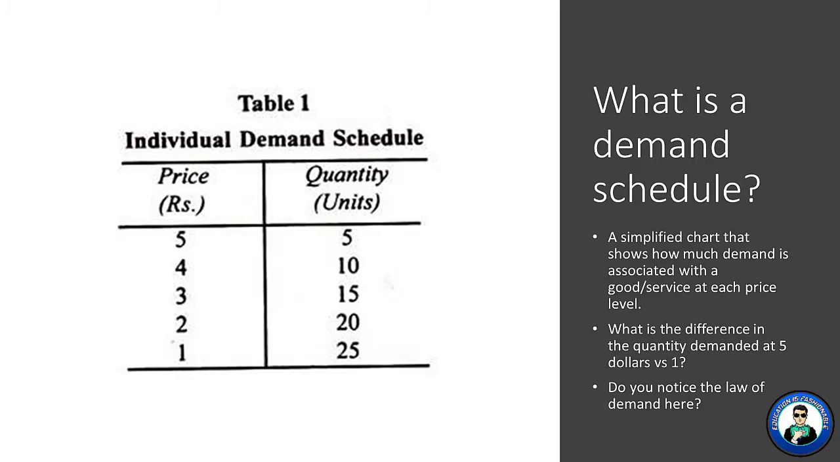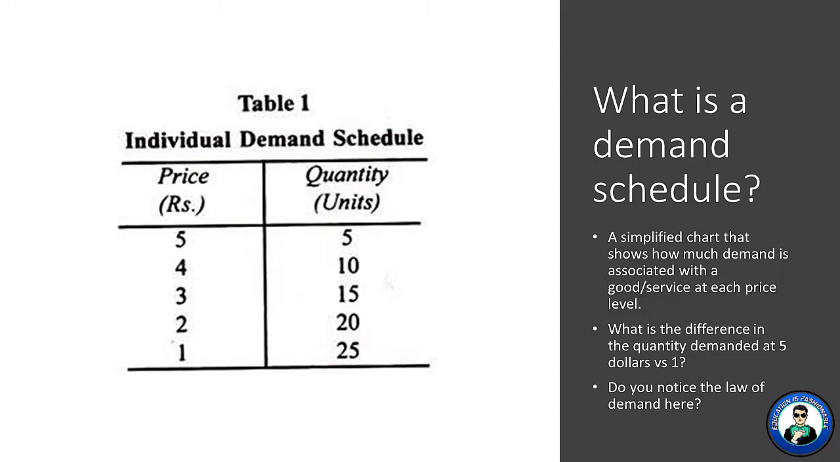So let's take a look. At 1, they're willing to purchase 25. At 2, they're willing to purchase 20, at 3, 15, at 4, 10, and at 5, 5. So what's the difference in the quantity demanded at $5 versus $1? If I asked you something like that, we would simply look at the quantity demanded at $5, which is 5, and the quantity demanded at $1, which is 25. 25 minus 5, there's a difference of 20. Okay, can I see the law of demand here? I absolutely can, because as I go up in price, we end up having a decrease in the quantity demanded, and the opposite is true too. As I work my way down from $5, I can see that the quantities are going up.